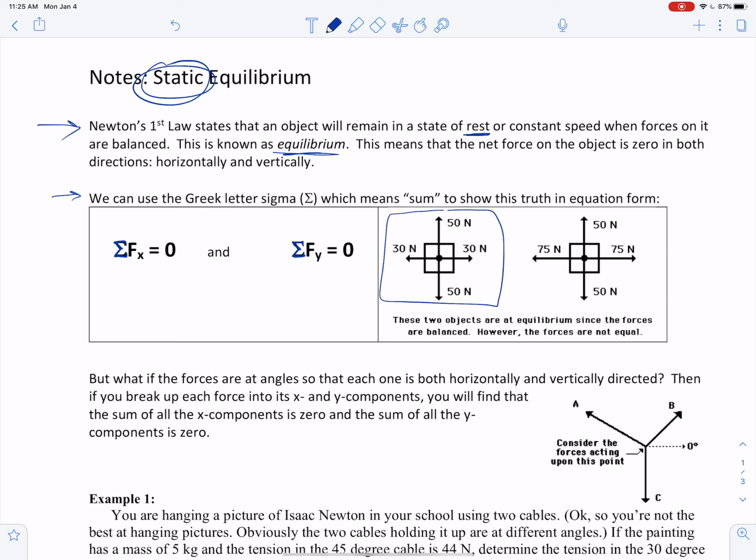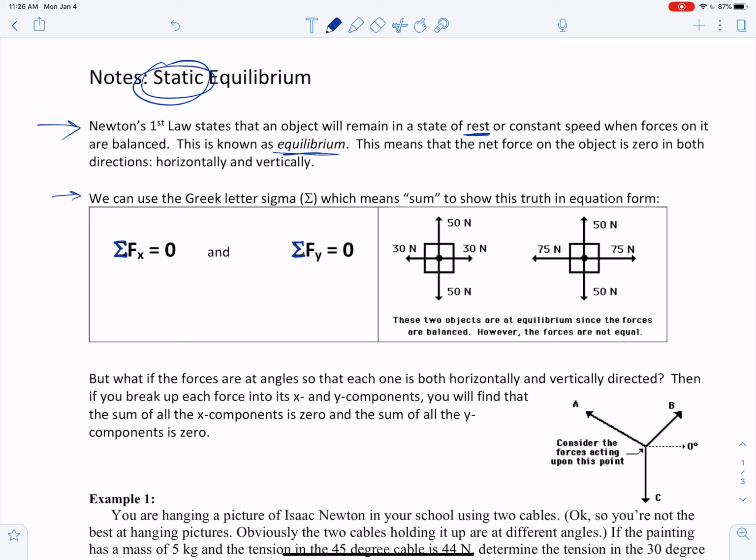In this first picture, summing the forces in the x would mean you've got 30 to the left and 30 to the right. Well, this 30 to the left would be like negative 30. The 30 to the right is like positive 30. So summing them up means negative 30 plus positive 30 is zero. And if you look at the forces in the vertical direction, 50 up and 50 down means 50 plus negative 50 also equals zero. So the forces in the x sum to zero and the forces in the y sum to zero.